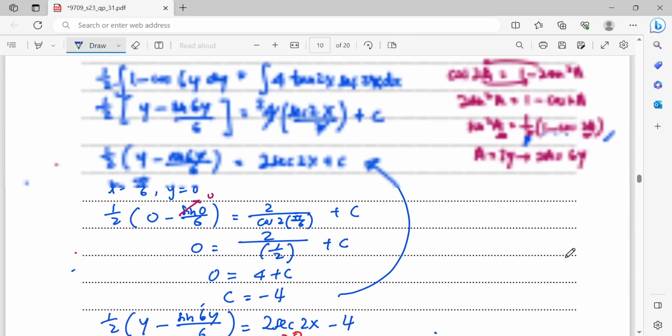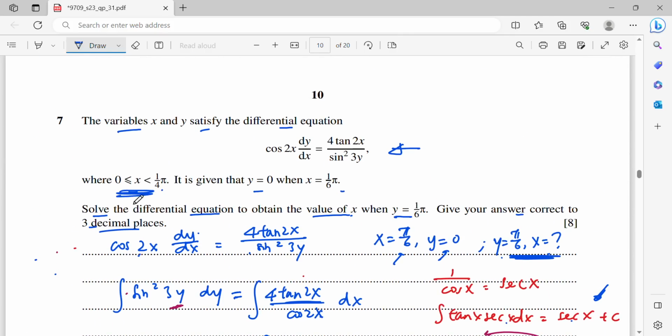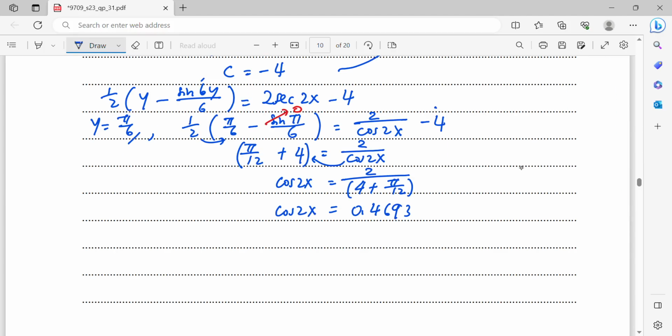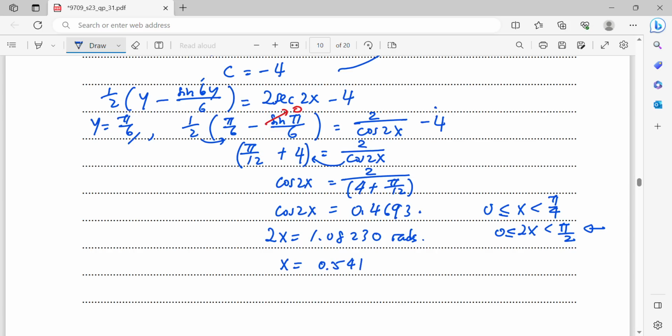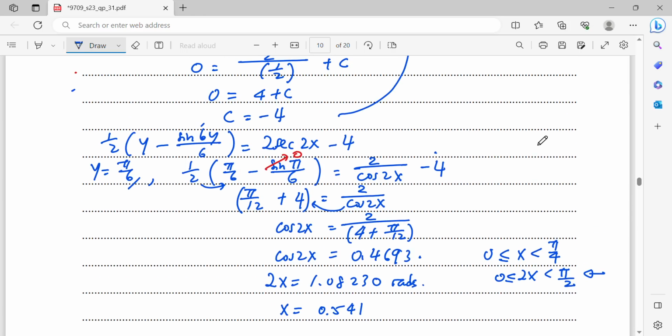Alright, so now let's check. Your x is defined from 0 to pi over 4. Okay, your x is from 0 to pi over 4. So x, which means it is in the first quadrant. So now your 2x will be from 0 to pi over 2. Okay, this is the value. We only get one value here because of the first quadrant. So now my 2x is inverse cos of 0.4693. That is 1.08230 radians. Remember, this is in radians. Alright, therefore your x is going to be 0.541. Right, so that's the solution of this question.